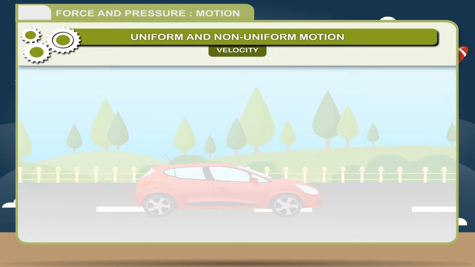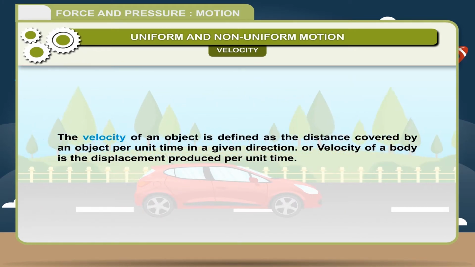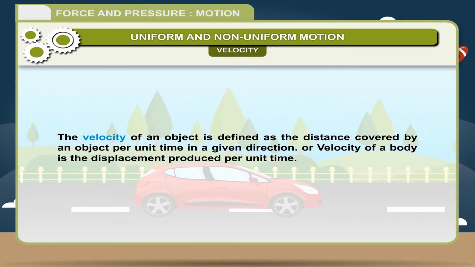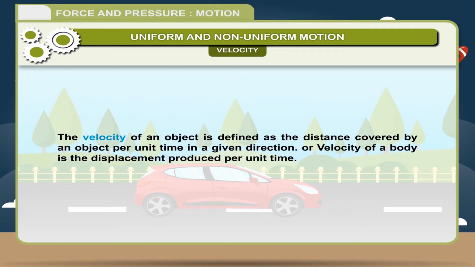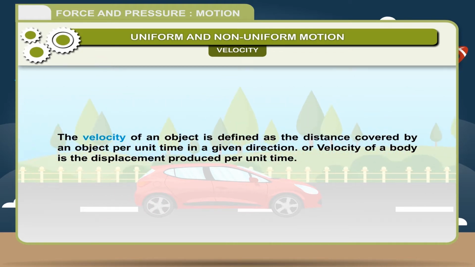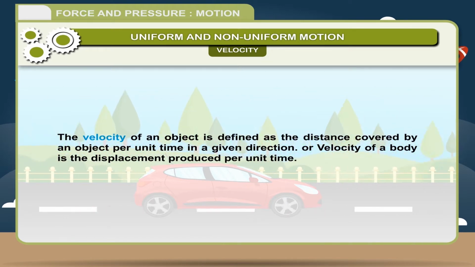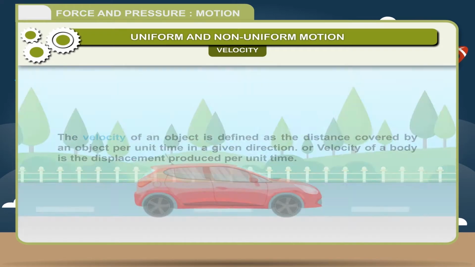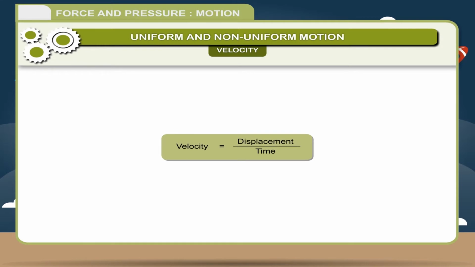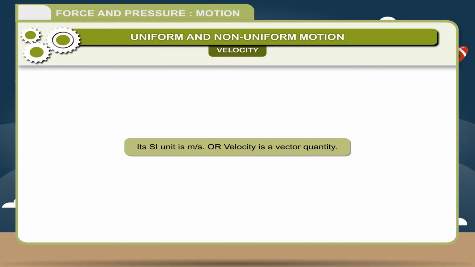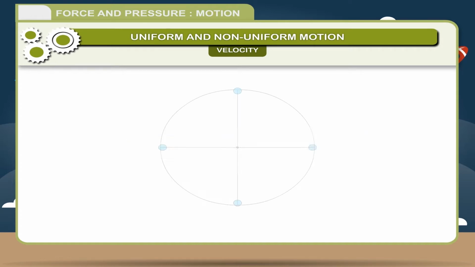Velocity. The velocity of an object is defined as the distance covered by an object per unit time in a given direction, or velocity of a body is the displacement produced per unit time. That is, velocity is equal to displacement upon time. Its SI unit is meter per second, and velocity is a vector quantity.